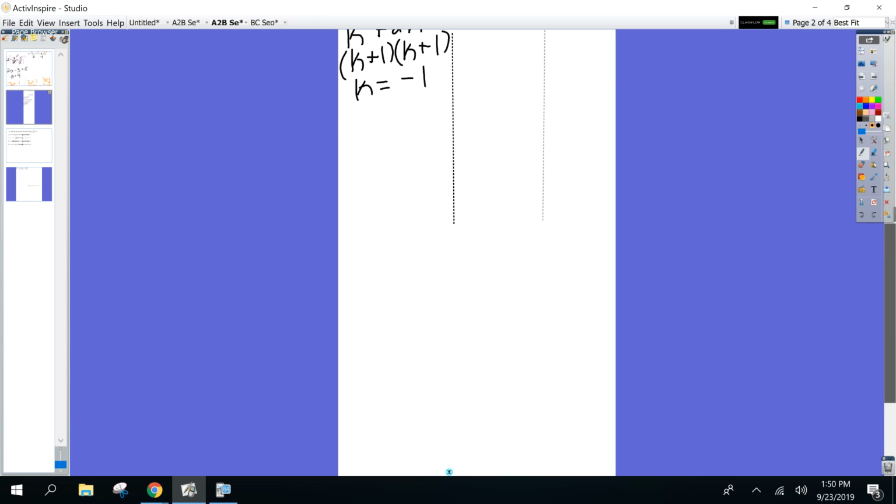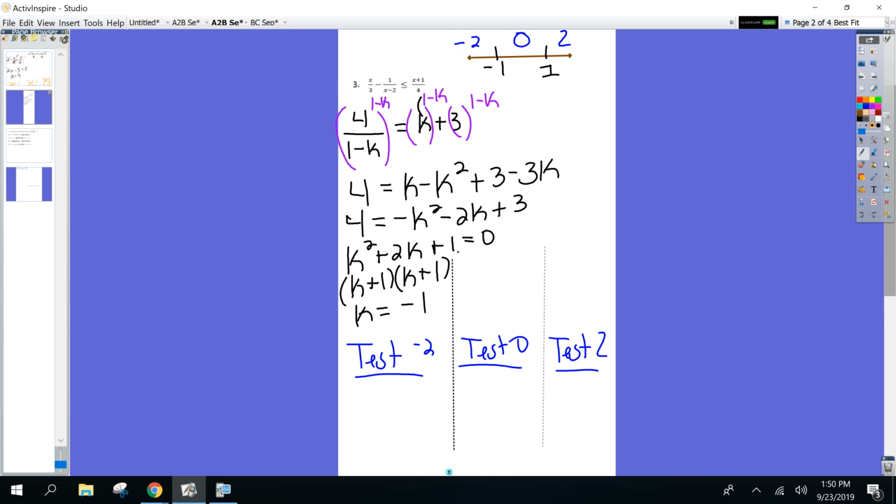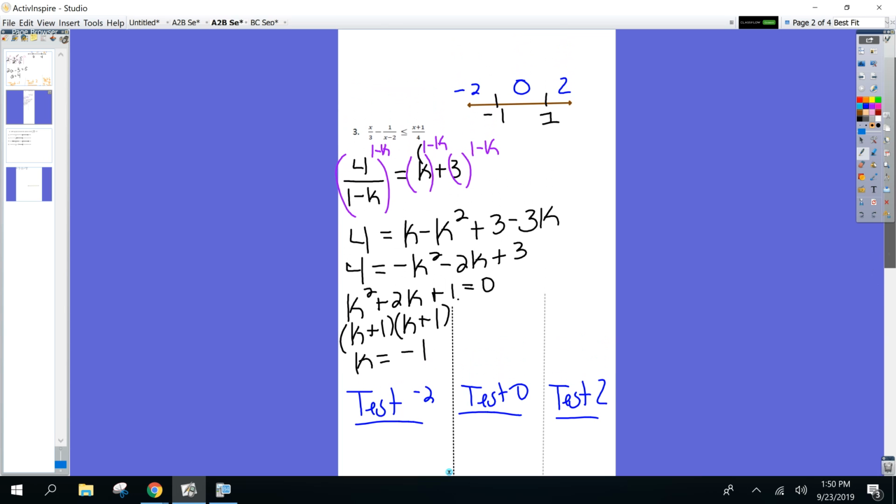So what I need you guys to do right now, and I think you can handle this on your own, is in your calculator, test -2, test 0, and then test 2. And we'll talk about where our solution is. And again, if you want to use k, that's fine. If you want to use x, that's fine. Just make sure you keep using x all the way through. So go right ahead. Make sure you're doing number 2, not number 3 when you store.